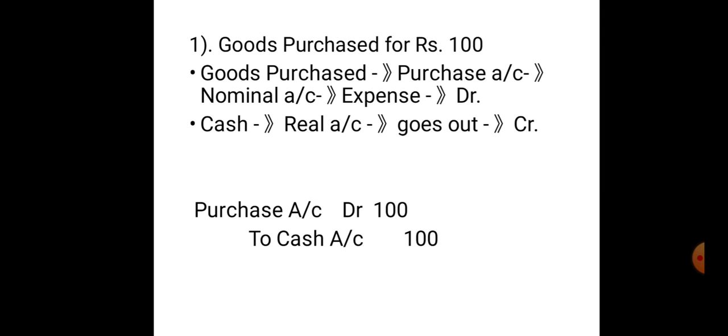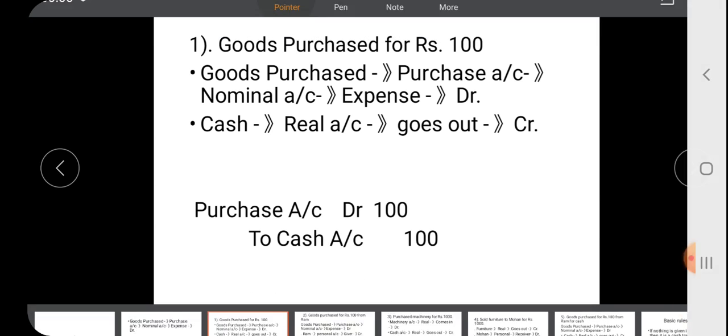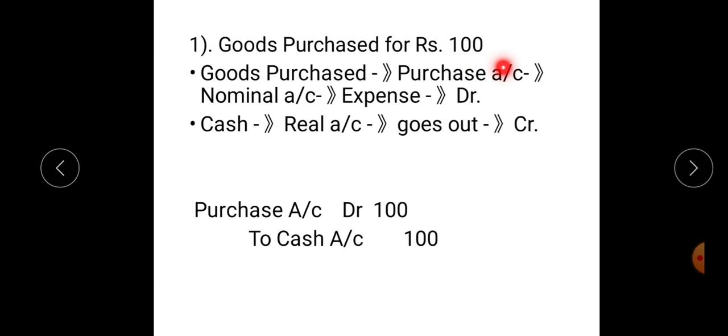Always remember, if any transaction is non financial or cannot be measured in money, then we are not going to record it in the books of accounts. Now, in this transaction, our task is to find first two accounts. As my words goods purchased are coming, I have written goods purchased, and as there is goods purchased, we are using purchase account.